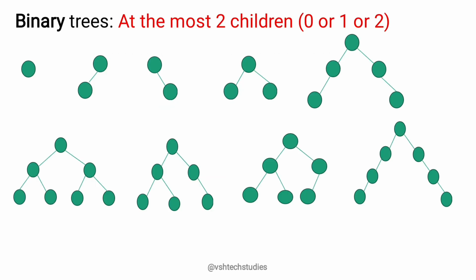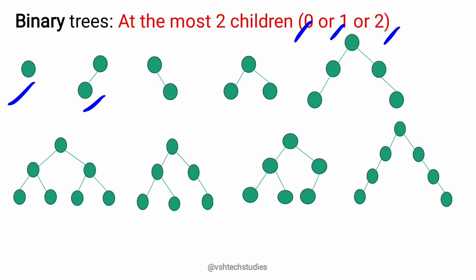First we shall see binary trees. In trees which have at the most 2 children, at the most meaning maximum 2 children, a node may have 0 children, meaning no children at all, only one child, or 2 children. So this is a binary tree because there is one node, and this node has no children, meaning 0 children, hence it is a binary tree.